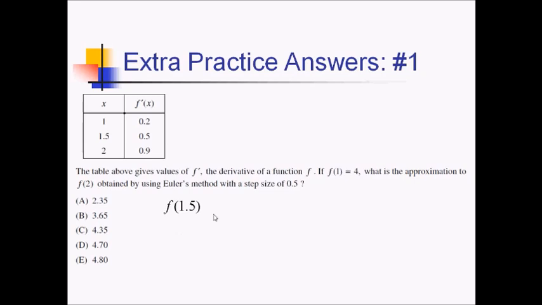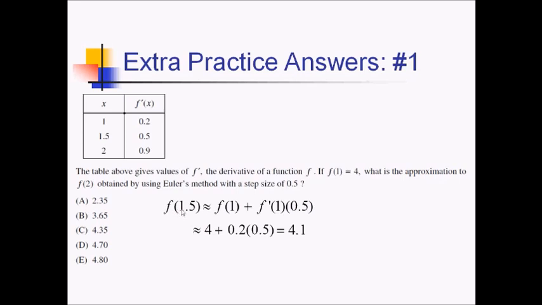So f of 1.5, that's going to be f of 1 plus f prime of 1 times our step size of 0.5. F of 1 they told us was 4. F prime of 1, we're actually given that in the table, that's 0.2. And then our step size of 0.5 gets multiplied by that. So we've got 4 plus, this will be 0.1. Which ends up being 4.1.